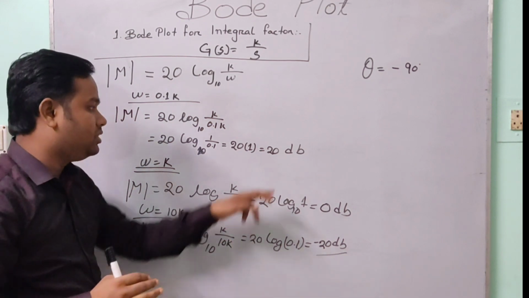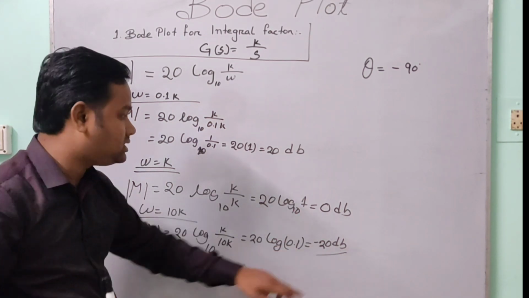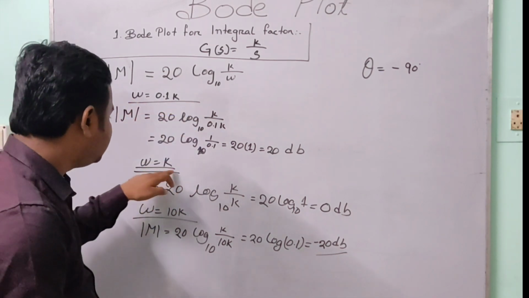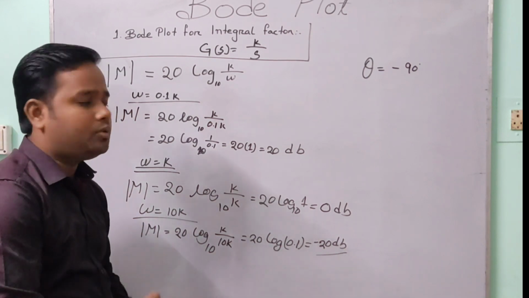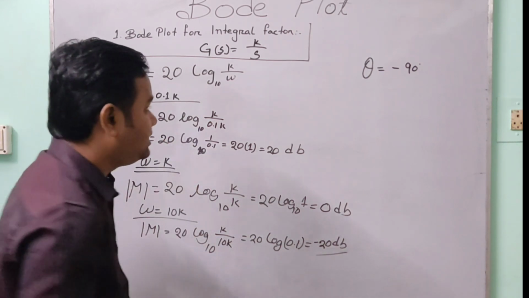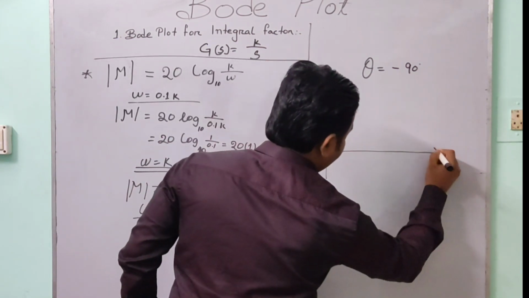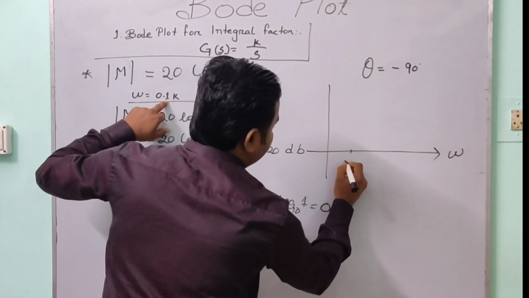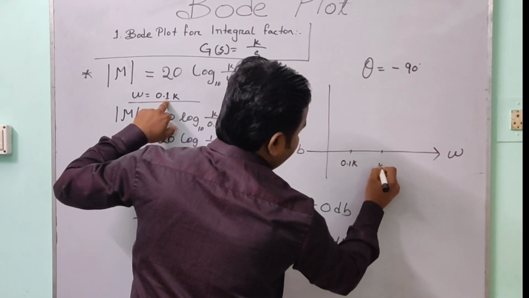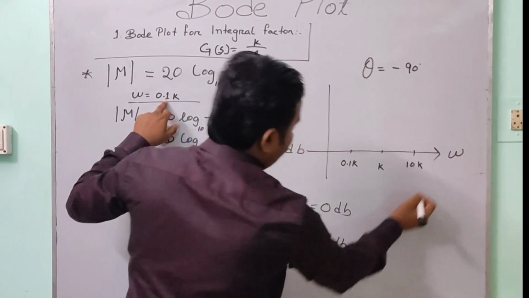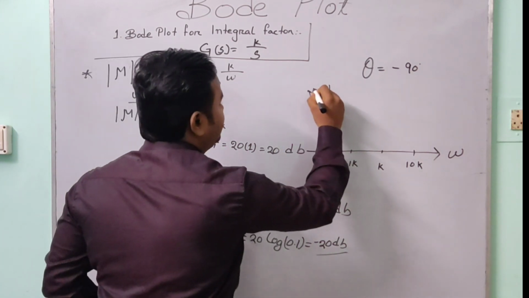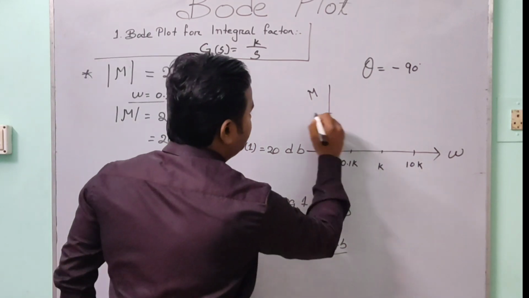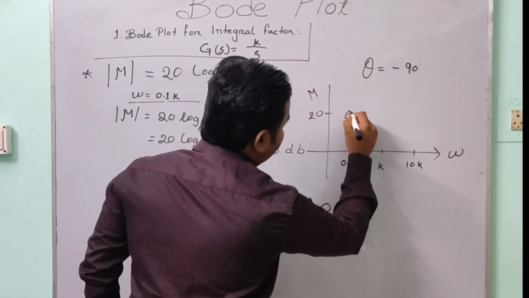Now we have got three values: 20 decibel, 0 decibel and minus 20 decibel, when omega is equal to 0.1 k, omega is equal to k and omega is equal to 10k. If we put these values in the magnitude plot, then we can get this. This is omega, and the values I have taken are 0.1 k, k and 10 k, and the corresponding values in the magnitude curve M, in place of 0.1 k, is 20 decibels. So this value is here, 20.